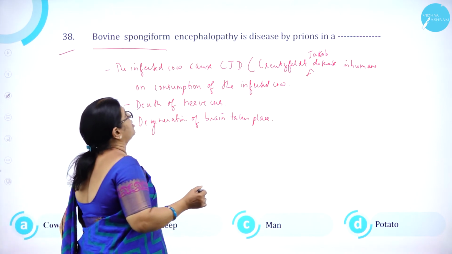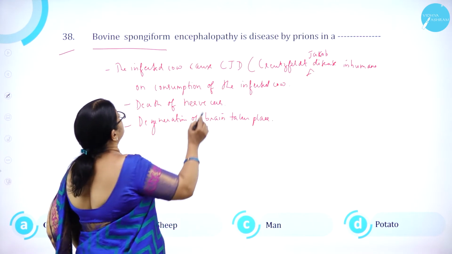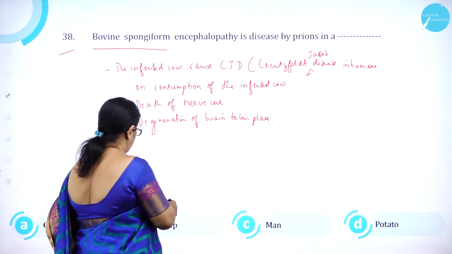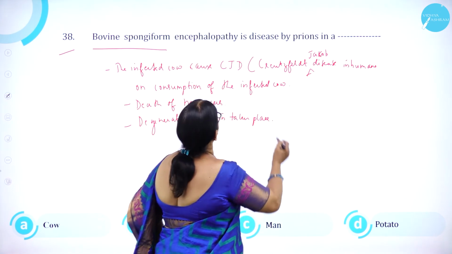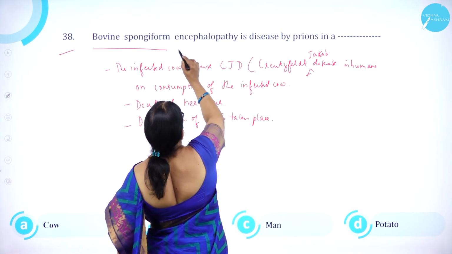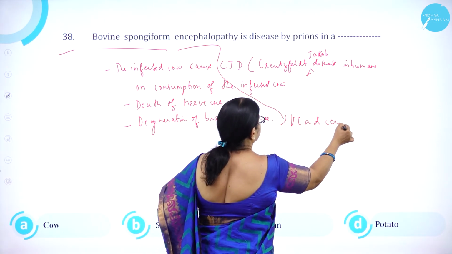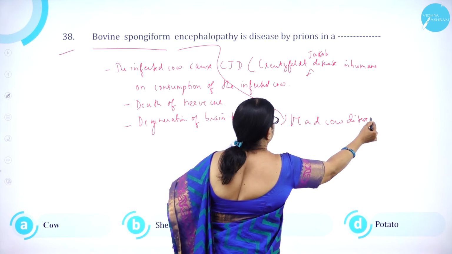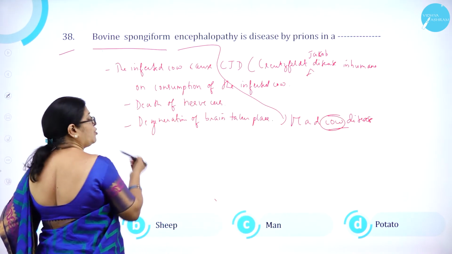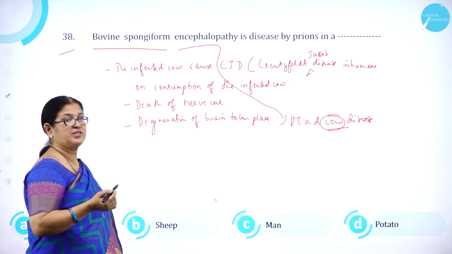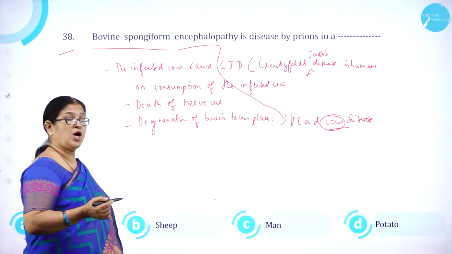Bovine spongiform encephalopathy is a disease caused by prions in: A, cow; B, sheep; C, man; and D, potato. You know, this bovine spongiform encephalopathy is also called mad cow disease. And here it is given as bovine. Bovine is nothing but cattle, so obviously it will be cow. So it is also called mad cow disease.